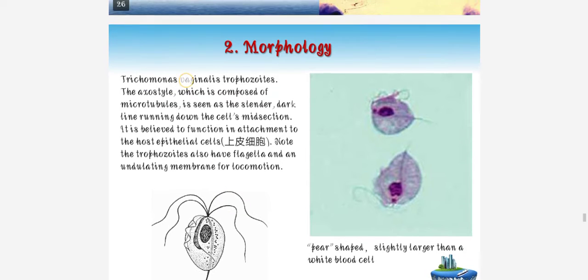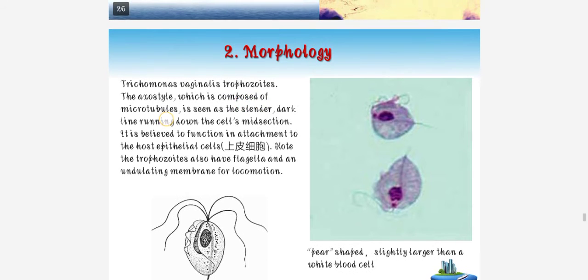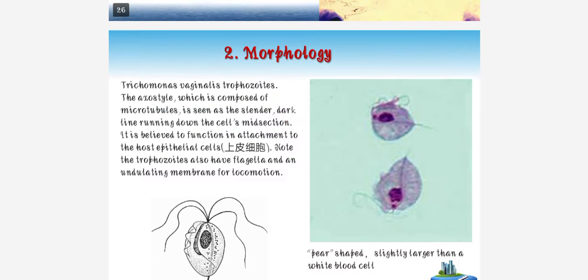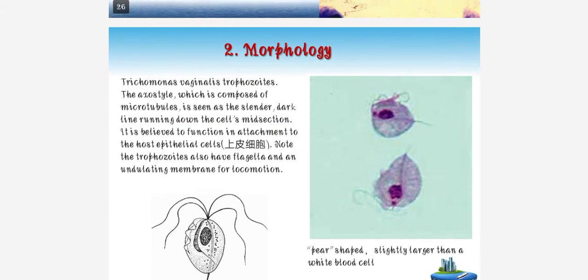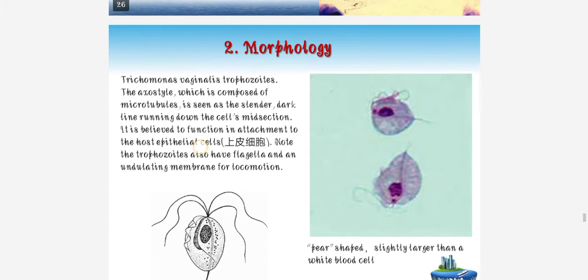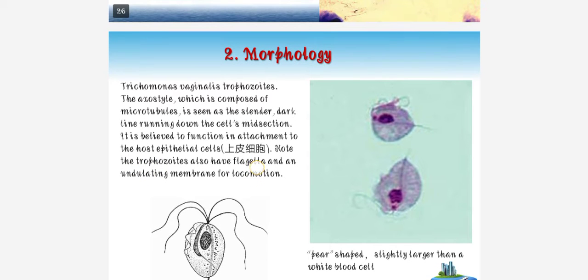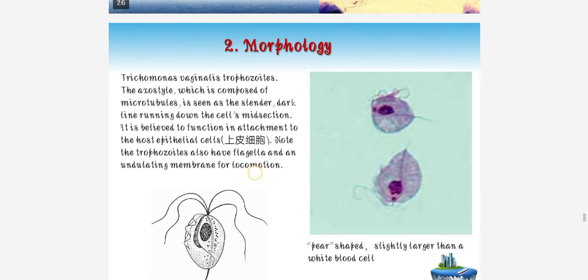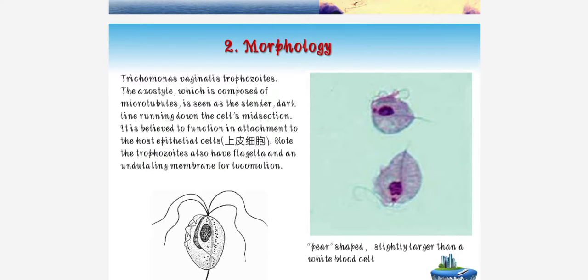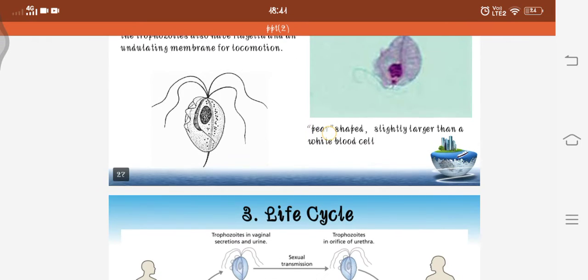The Trichomonas vaginalis is a trophozoite. The axostyle, which is composed of microtubules, is seen as a slender dark line running down the cell's midsection. It is believed to function in attachment to the host epithelial cells. Note, the trophozoites also have flagella and an undulating membrane for locomotion. So here you can see the flagella and undulating membrane are for the locomotion of Trichomonas vaginalis.